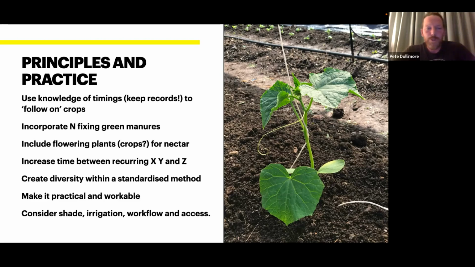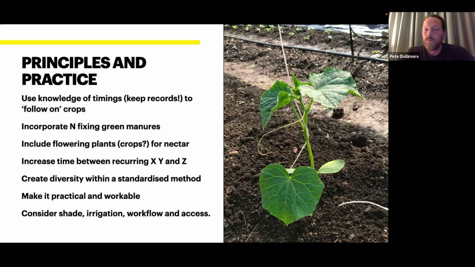I've put increased time between recurring X, Y, and Z. I don't want to get too teacher-like here, but X, Y, and Z could be anything. And in my case at Hankham it was cucumbers and brassicas. We wanted to try and increase the amount of space between those crops because we wanted to grow more and more brassicas, and it was getting more and more difficult to keep a good gap between them. And I imagine for a lot of people it's the same.